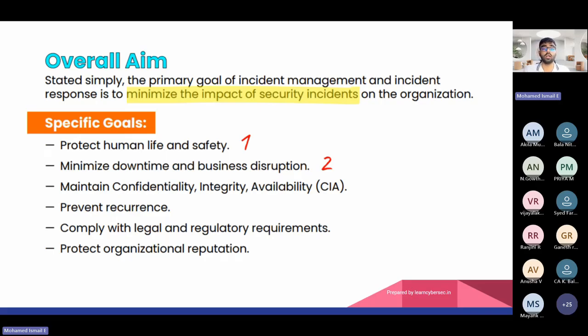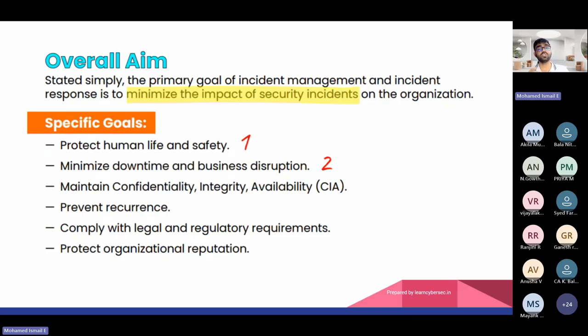Now, as I said earlier, human life is first. If there is human life involved in any incident, let's say they took some personal data and are threatening a person, we should protect the human first. If there is danger to human life, we shouldn't care about anything else, the incident or the incident process. We should first help with human safety. Next, minimize the downtime and business disruption. Now, this hacker took the SQL database. How to minimize the downtime?